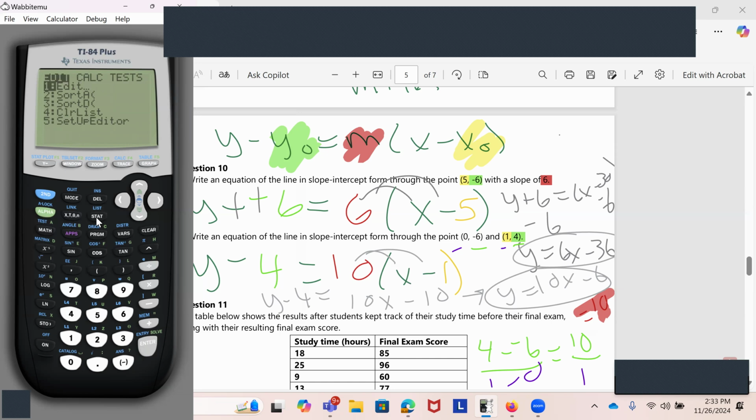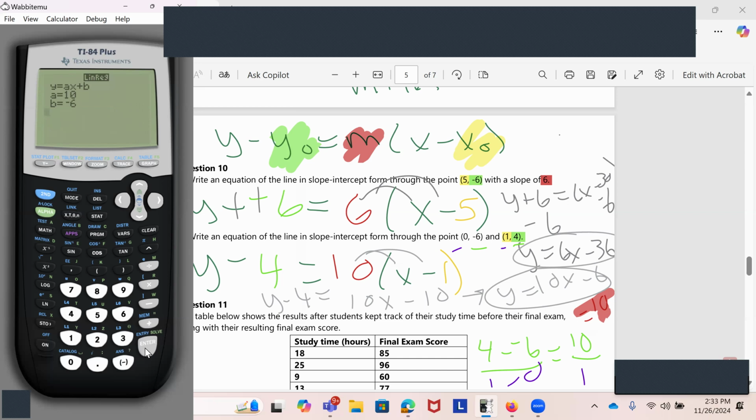Go to stat, arrow over, and go down to number 4. That's all we're doing in this is number 4 stuff. So go down to number 4 and hit enter, enter, enter, enter, until it starts giving you A and B. There's your slope, there's your y-intercept. That's exactly what we found. Y equals 10x minus 6.